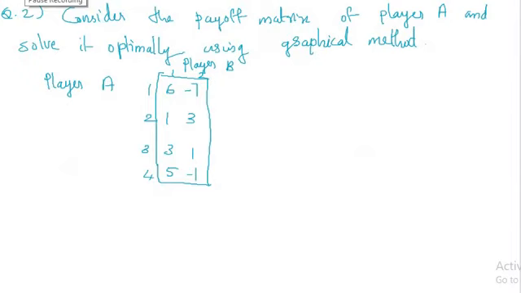Now we can find the graphical method for an m by 2 game, that is m rows and 2 columns. So consider this problem. Consider the payoff matrix of player A and solve it optimally using graphical method. Player A has 4 strategies. Player B has 2 strategies. The outcomes are shown in the table.